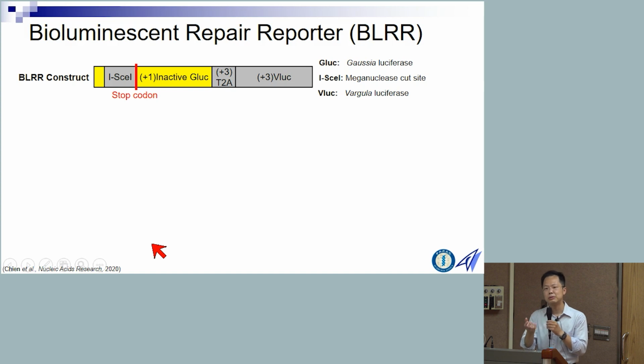So conventionally, people have to isolate and extract the genomic DNA, amplify it, and then do the sequencing. We're trying to bypass all that. So what we did here is a bioluminescence-based repair reporter, and we coined the term BLRR. So what this allows us to do is right here.